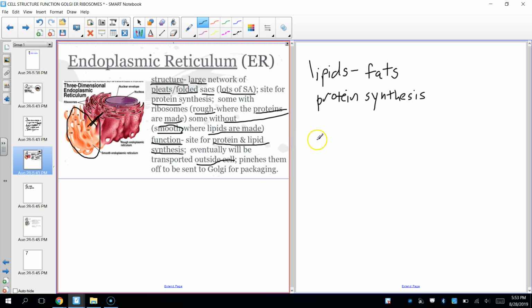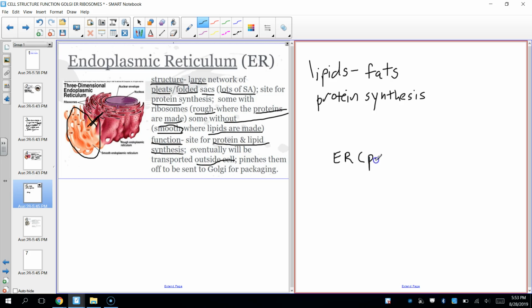So the ER and the Golgi work together, okay? So again, we have the ER. This is the protein maker, okay? It sends those proteins in little sacs to the Golgi because the Golgi packages that. So it packages that and distributes it. So that's that.